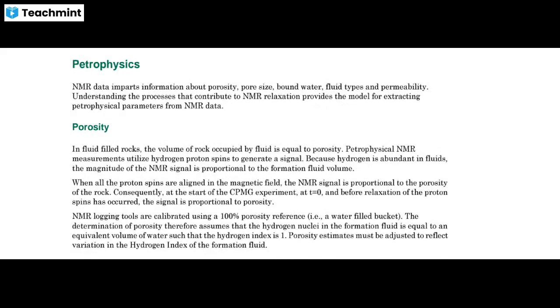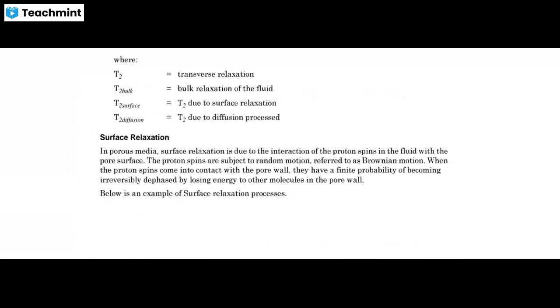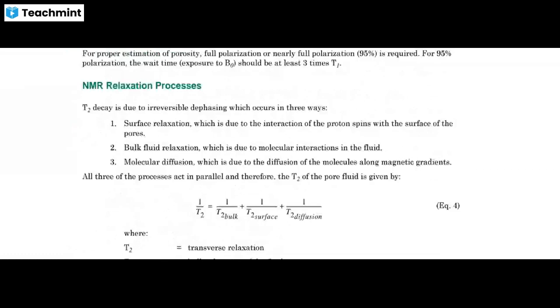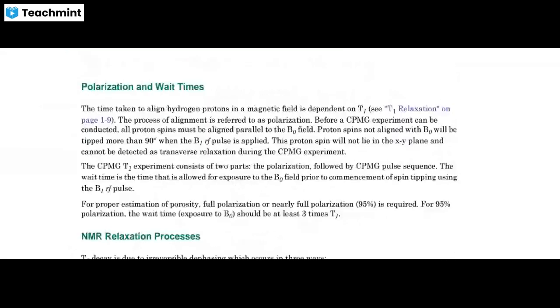So when the proton spins are aligned in the magnetic field, the NMR signal is proportional to the porosity of the rock. Therefore, at the start of the CPMG experiment, at t equal to 0, before relaxation of the proton spins has occurred, the signal is proportional to porosity. So the NMR logging tools are calibrated using a 100% porosity reference.